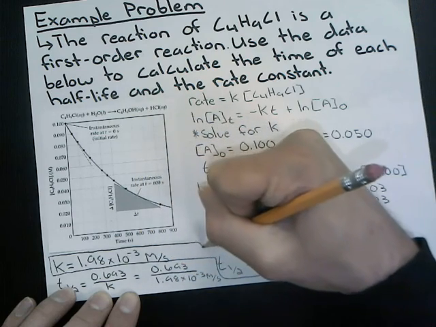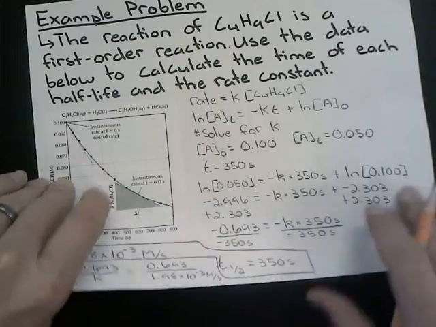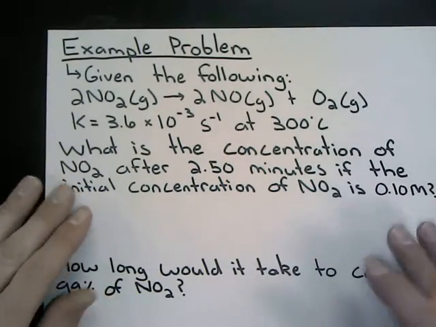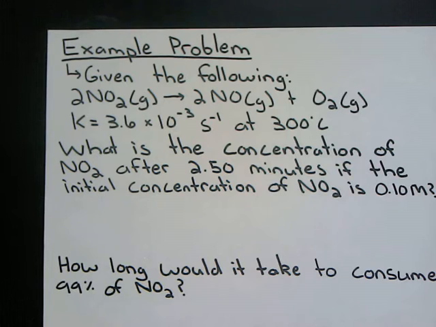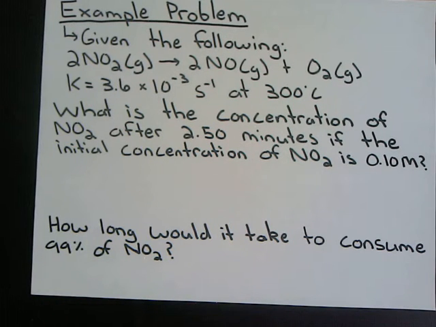Now we can move on and answer one more question. All right, so we're given the following. We are given the K this time, and all of a sudden we want to know what is the concentration of NO2 after 2.50 minutes if the initial concentration of NO2 is 0.1.